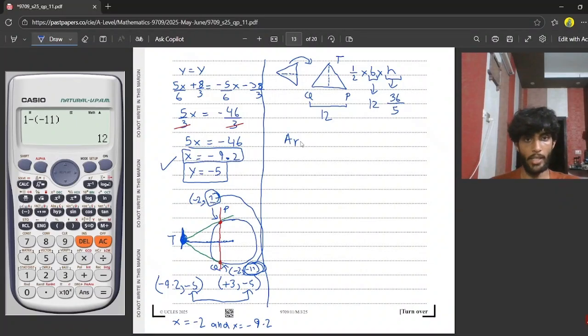Now I can say that the area of this triangle should be 1/2 times the base, which is 12, times the height, which is 36 over 5. If I solve all of this out, I get 0.5 times 12 times 36 over 5, and that is going to be 43.2 units squared.